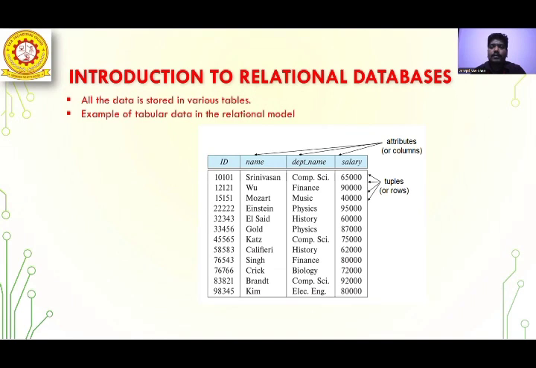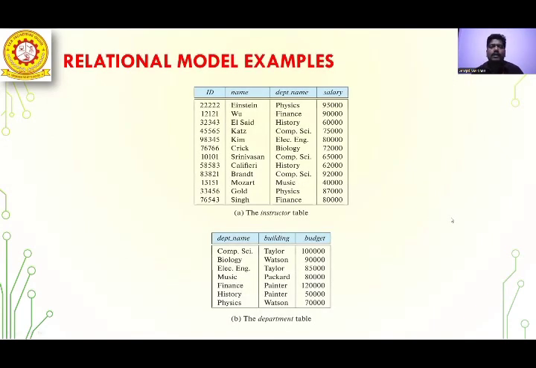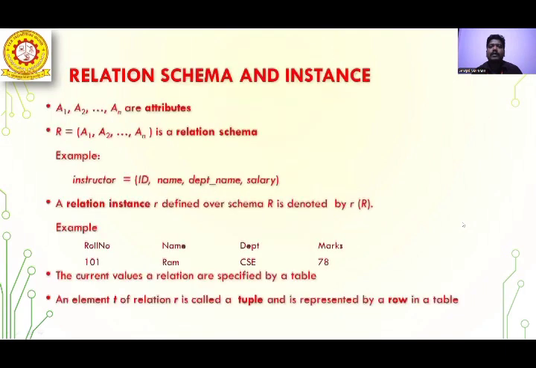And department attributes, it contains one tuple, that is the computer science department, and the salary of the employee. The salary is also one of the attributes, and it contains tuples. So the value 65,000 is a tuple. Here is another example for relational data models: the instructor table and department table.